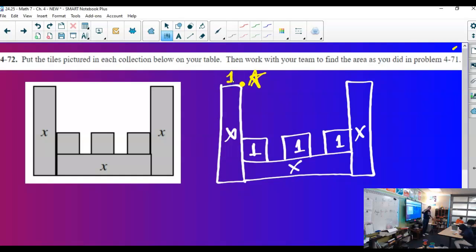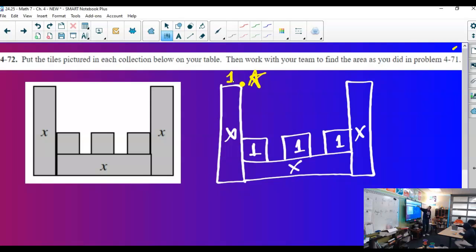Wait, did we do the area? I mean, what's the area here? 3x plus 3, right? We're going to put less emphasis on area because we know you can just look at it and count it. We're going to put more time on perimeter because that's what needs our practice.